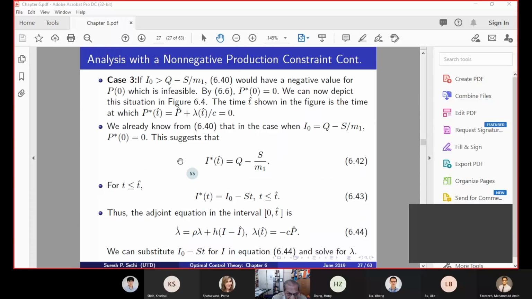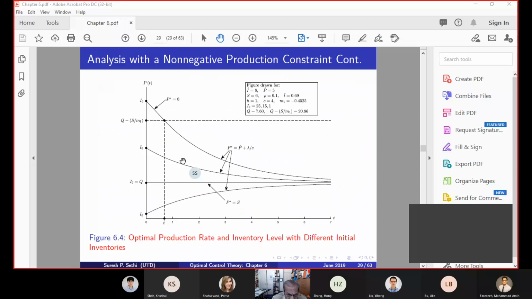I will go over this very quickly. So I actually have the solution from t hat, and I have a solution before t hat. I have a solution before t hat and after t hat. All I have to do now is find lambda. I also know lambda here, because lambda here is going to be the same as lambda here, except that I have to substitute t by t minus t hat.